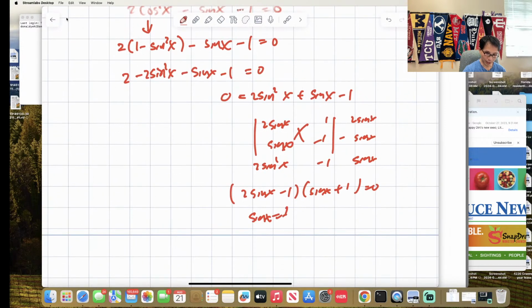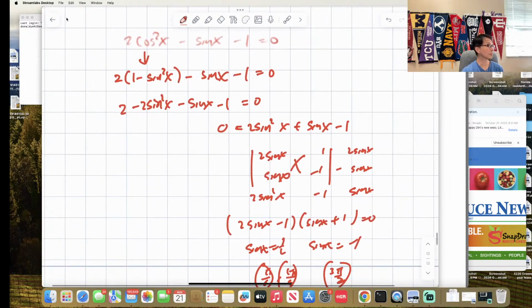Sine of x equal to 1/2, sine of x equal to -1, and there's pi over 6, and there's 5 pi over 6, right? And this is -1, so this is pi over 2, 3 pi over 2. So 1, 2, 3. If you graph it, you're going to find all those 3 solutions.